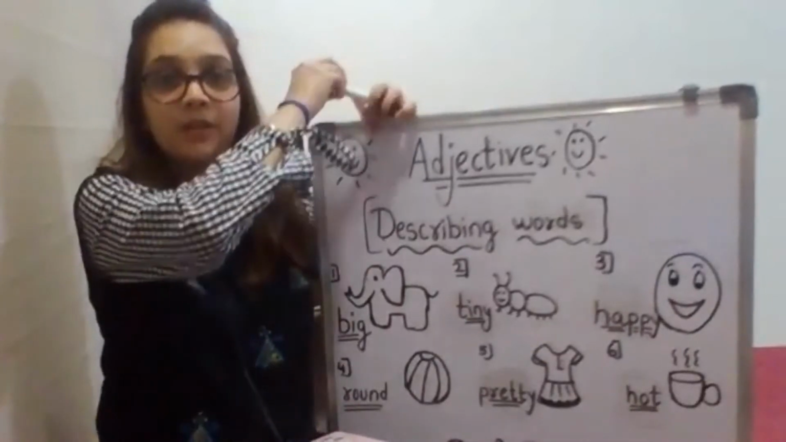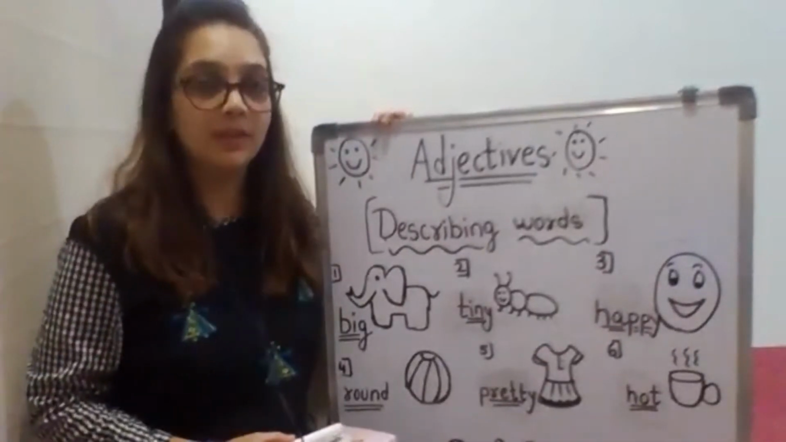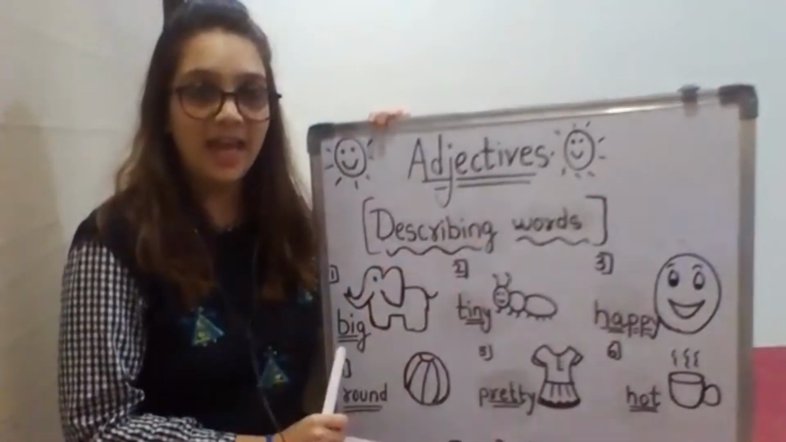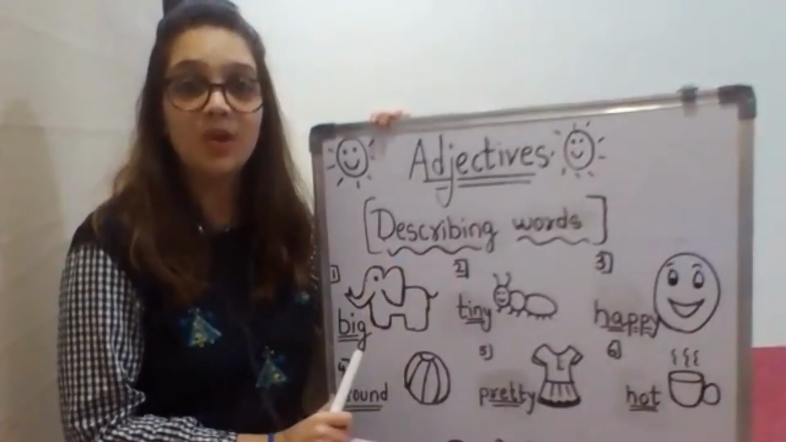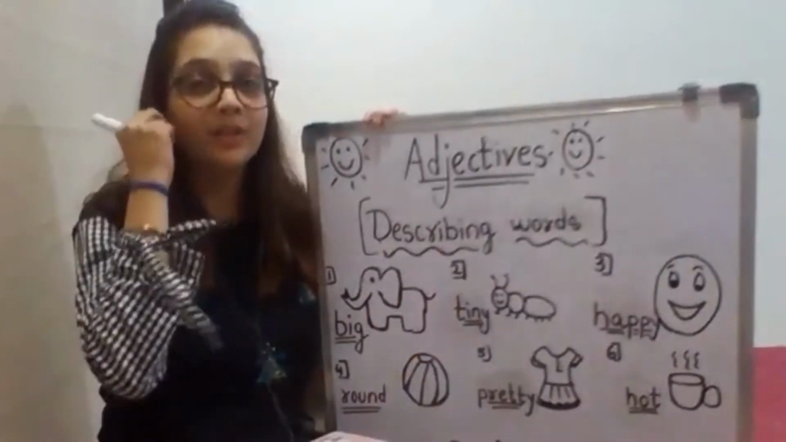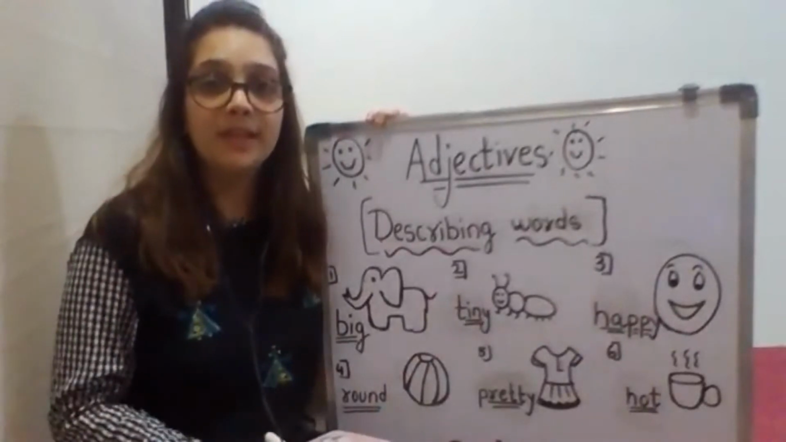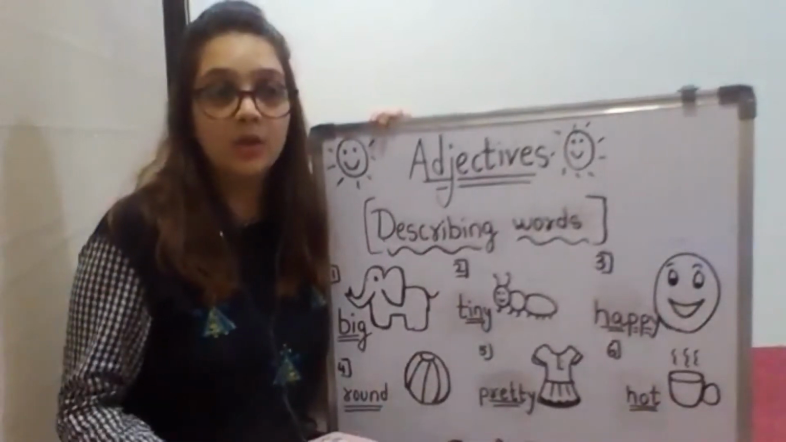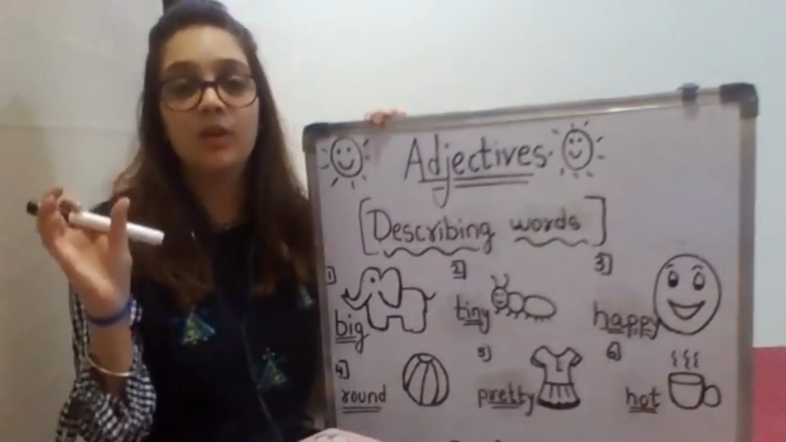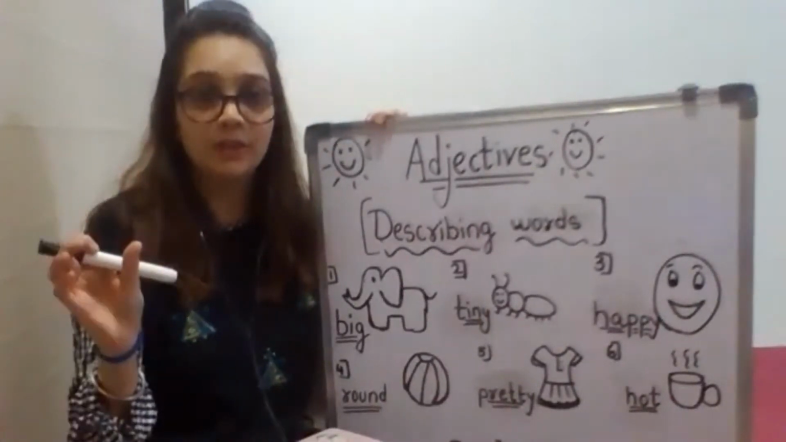So today we are going to study a new topic. The name of the topic is adjectives. And adjectives are also called describing words. But what are adjectives? Basically, when a word is describing a particular noun, it is called an adjective.